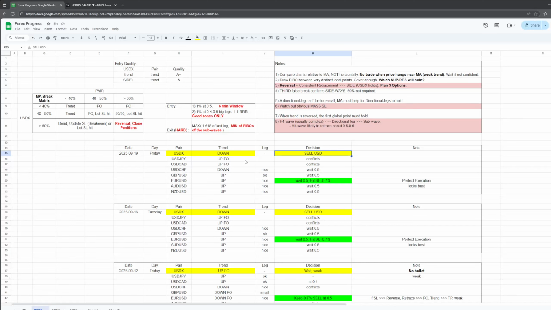So let's write it down. USD Japanese yen trend is considered still up with fake out, which conflicts with the USD index. That's why we're not going to trade.